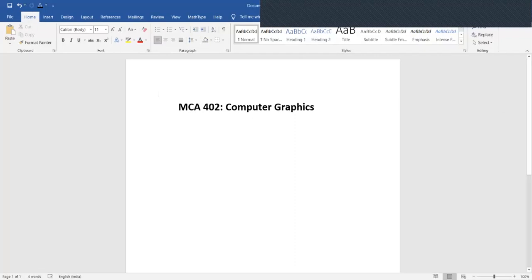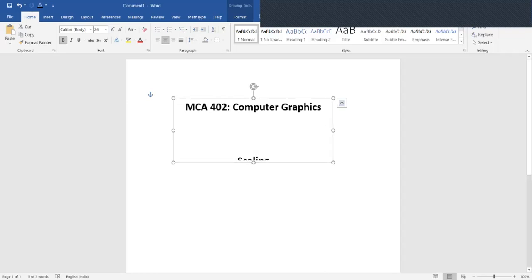Today we will learn about scaling. Scaling is another two-dimensional transformation. If we look into the definition of scaling, a scaling transformation alters the size of the object. So whenever we want to make a change in the size of an object, we will scale the object.